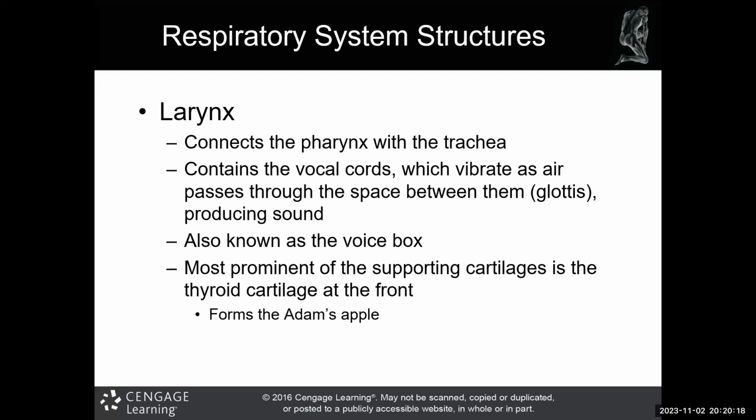So what is the larynx? We said it's the voice box. It has the vocal cords. It connects the pharynx with the trachea. So it allows us to breathe air in and have it go into our trachea, which can then go into our lungs. It contains the vocal cords, which vibrate as air passes through the space between them, the glottis, producing sound. That's why if you have a cold, your vocal cords may be inflamed, or if you've been at a concert yelling, it may be hard for you to speak the next day because your vocal cords are inflamed. They're not vibrating as well as they normally would until they heal. Also known as a voice box.